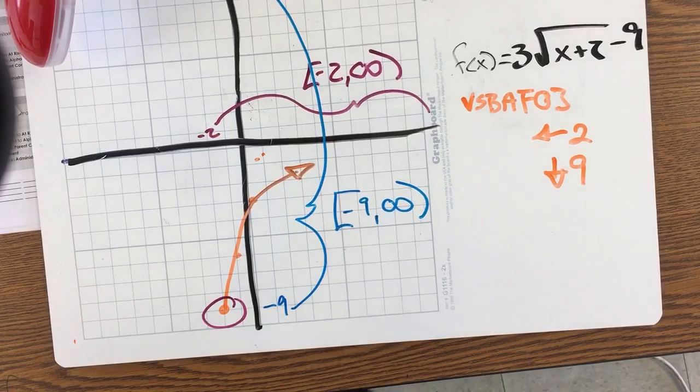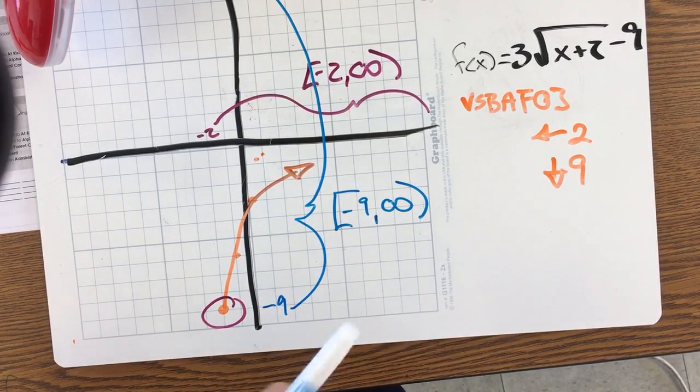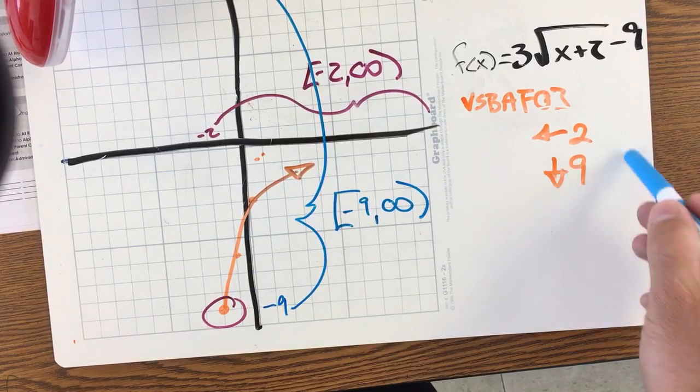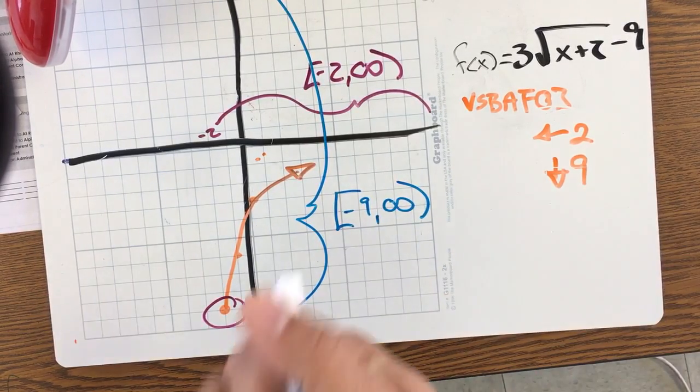So that's all that we're really doing on these guys. And we call that the vertex. The vertex is the point that you get when you put these guys in. So -2, -9. That's my vertex.